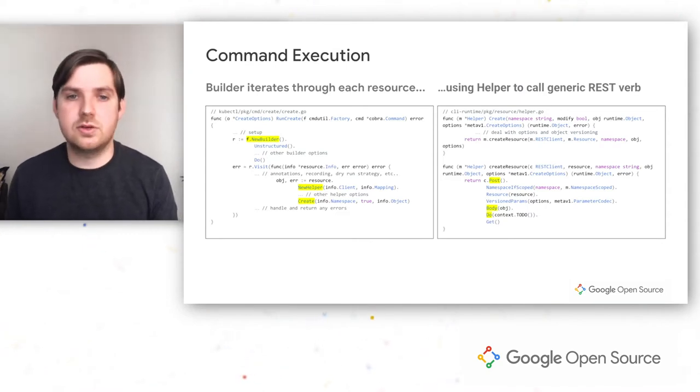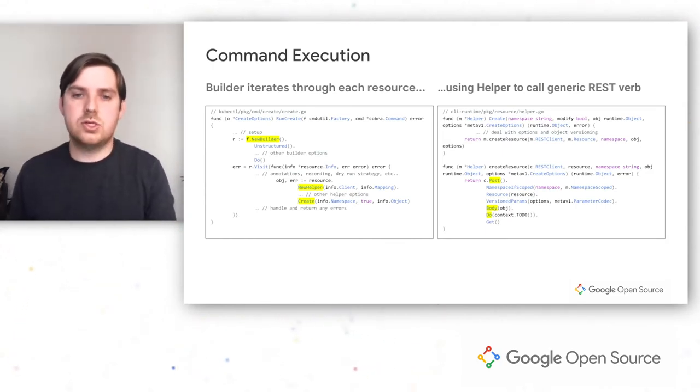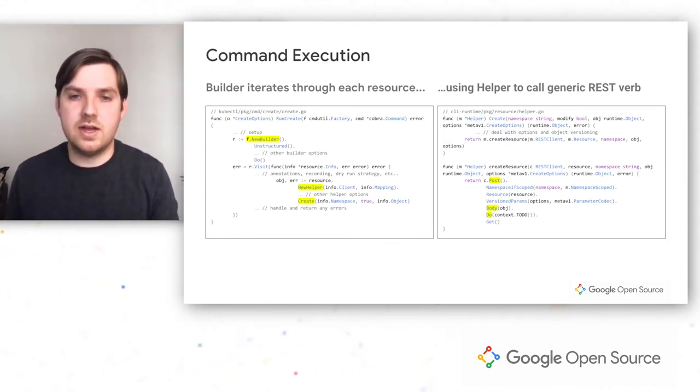And for each resource, it creates something called a helper, and then calls the generic create on that helper with the object in question. The helper is just a structure that provides methods for running generic RESTful operations. It has methods post, get, list, delete, etc. that all map to corresponding HTTP operations.